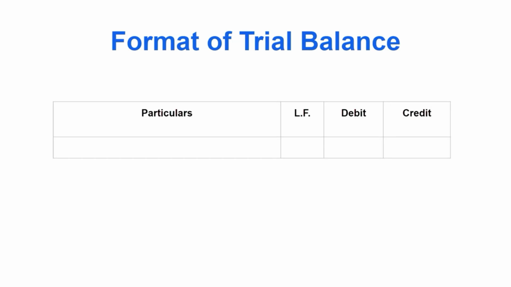Particulars, ledger folio, debit and credit. You list every account's closing balances from the ledger. Assets and expenses usually show debit balance. Liabilities, capital and income usually show credit balance.